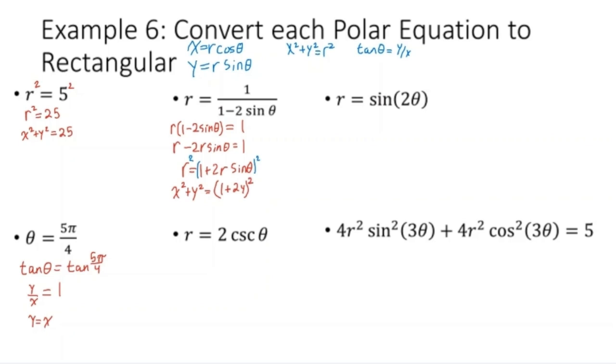For the next problem, we're going to convert r equals 2 cosecant theta. We're used to sine and cosine in our polar form, so let's use the reciprocal property to rewrite the cosecant theta. When we do, we get r equals 2 over sine theta.